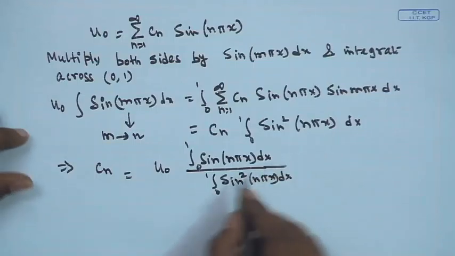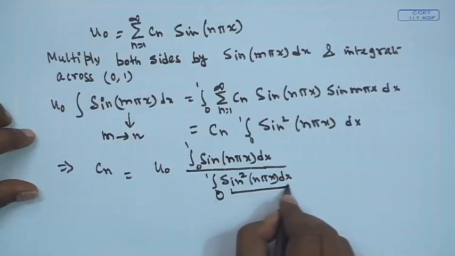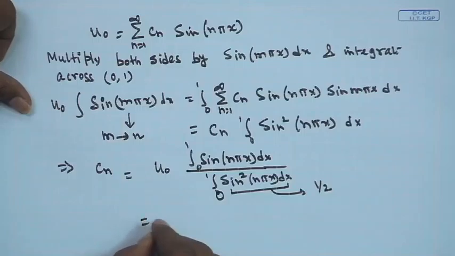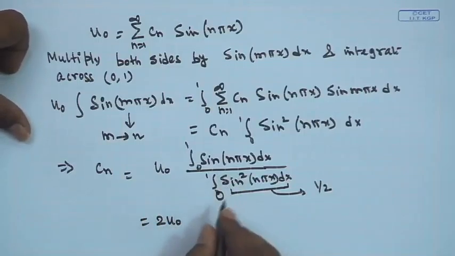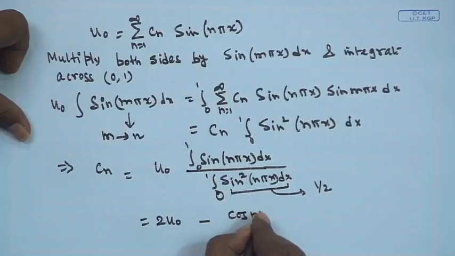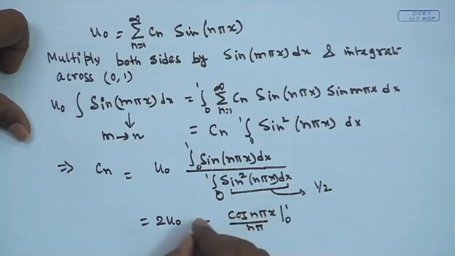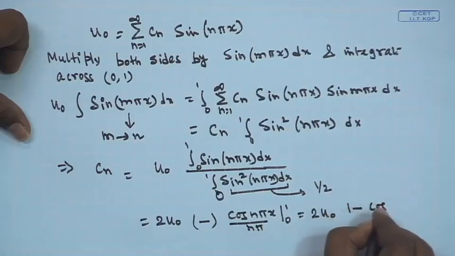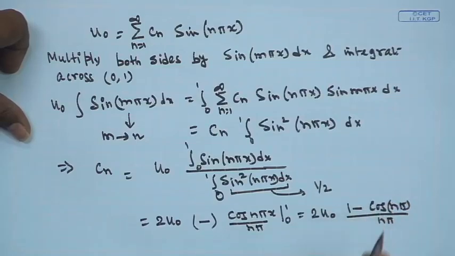And it is very trivial to show that this value is half. So, this will always be half. So, it will be 2 u naught times the integral of sin n pi x, which is minus cosine n pi x divided by n pi, and then you put the limits 0 to 1. So, this will be 2 u naught times cosine n pi minus cos 0, which is 1. So, it becomes 1 minus cosine n pi divided by n pi. So, that is the value of C n.